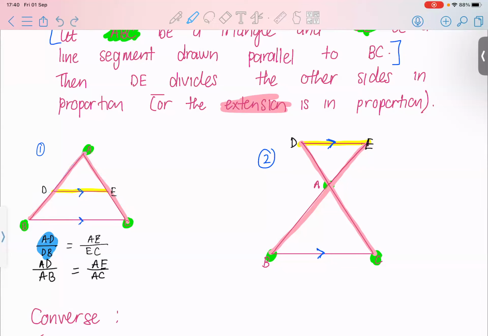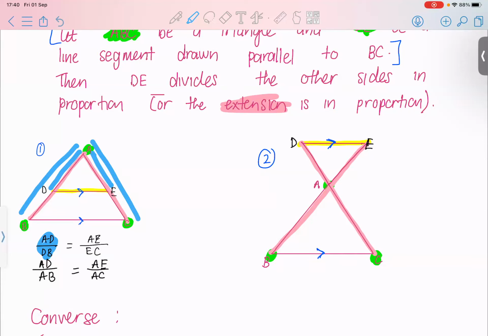Then the other equality is telling you that the one piece over the full piece on this side, on the left, is the same thing as the small piece over the larger piece. So that's what it said. And therefore, I've got AD over AB is equal to AE over AC.